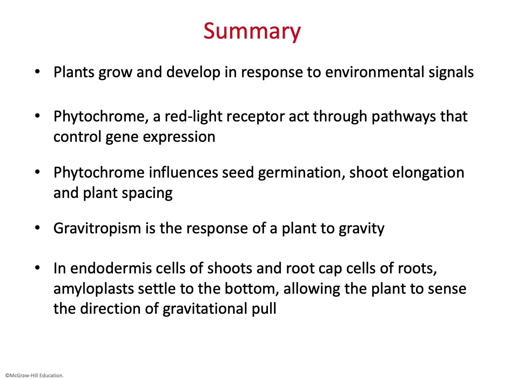So that is my last slide. In summary, plants grow and develop in response to environmental signals. Phytochrome, a red light receptor, acts through pathways that control gene expression. Phytochrome influences seed germination, shoot elongation, and plant spacing. Gravitropism is another environmental stimulus where plants respond to gravity. In endodermal cells of shoots and root cap cells of roots, amyloplasts settle to the bottom, allowing the plants to sense the direction of gravitational pull.